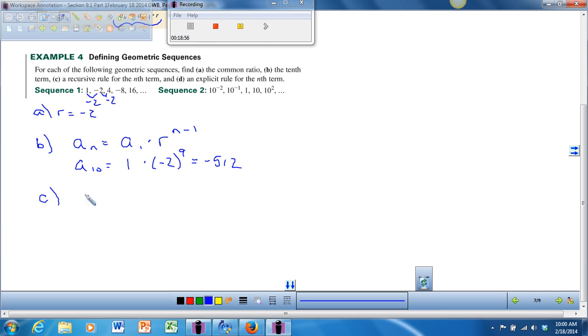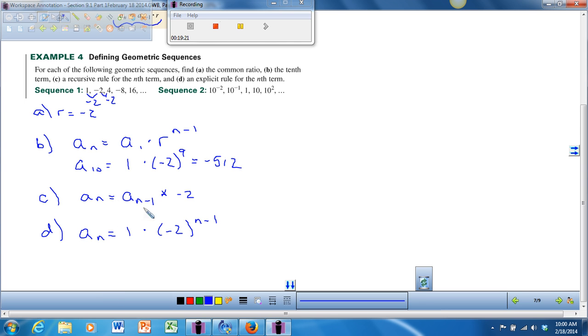Someone tell me our recursive rule. A sub n equals a sub n minus 1 times negative 2. Good. And then finally, let's generalize our rule from B. For our explicit rule, a sub n equals a sub 1, which is 1, times negative 2 to the n minus 1.